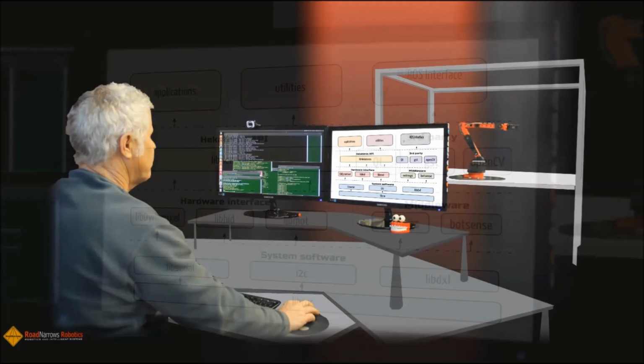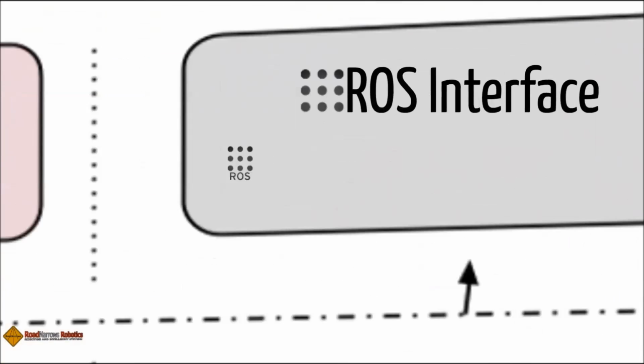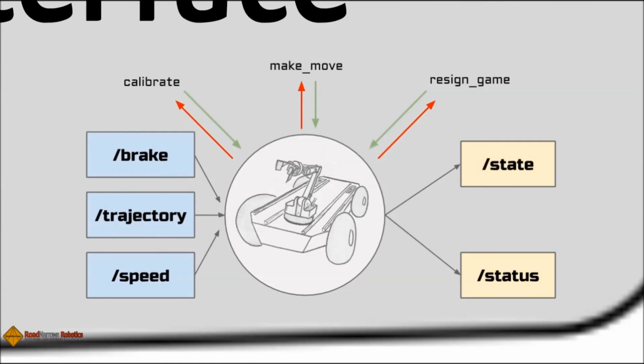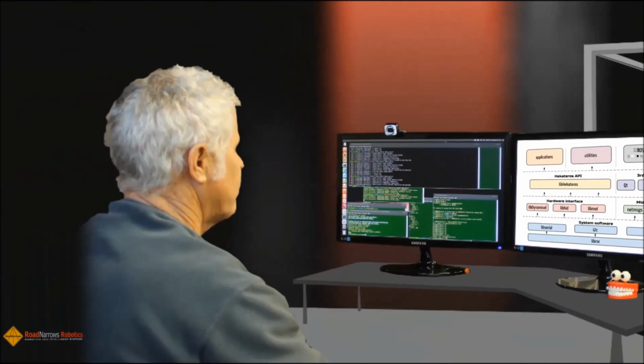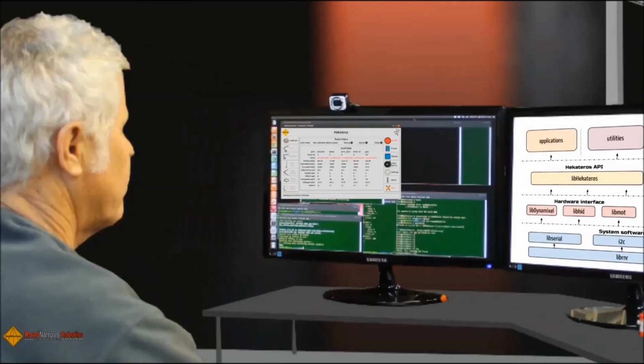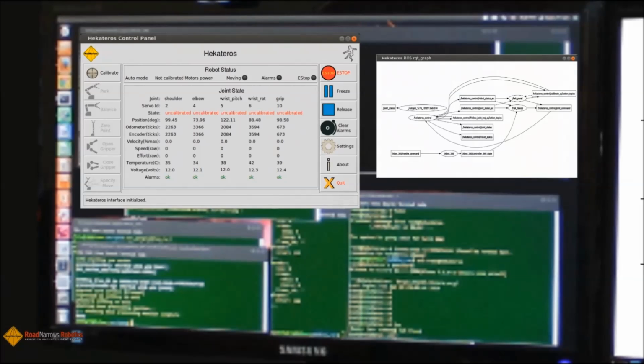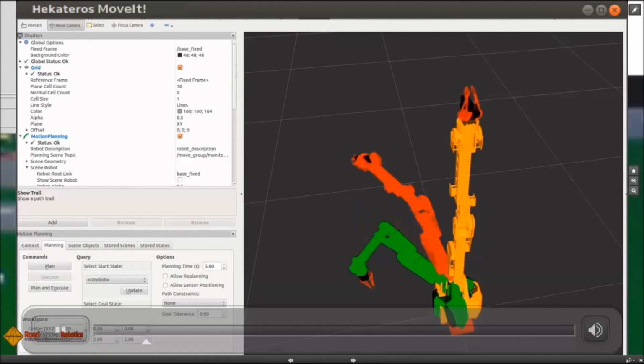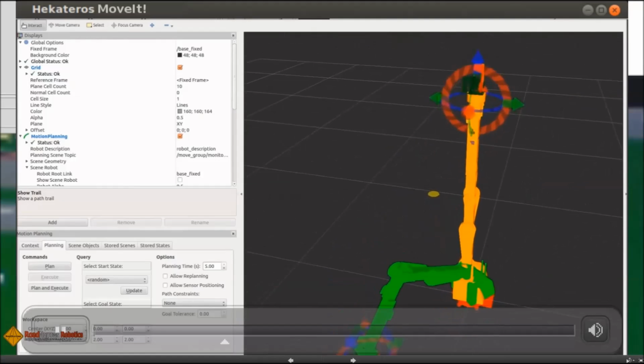The Robot Operating System, ROS, is a flexible framework for writing robot software. It is a collection of tools, libraries, and conventions that aim to simplify the task of creating complex and robust robot behavior across a wide variety of robotic platforms. ROS can be contained and run solely on the Hekateros hardware, or spread out over a connected network.